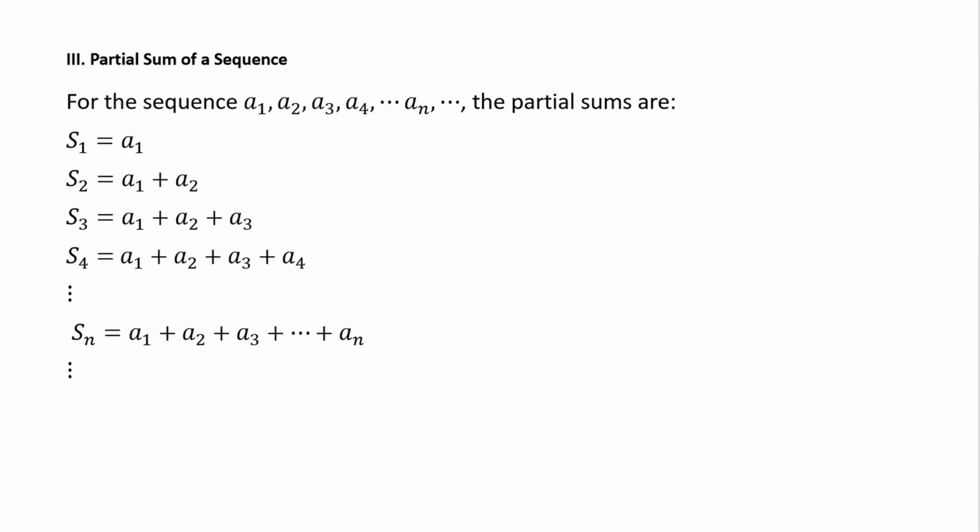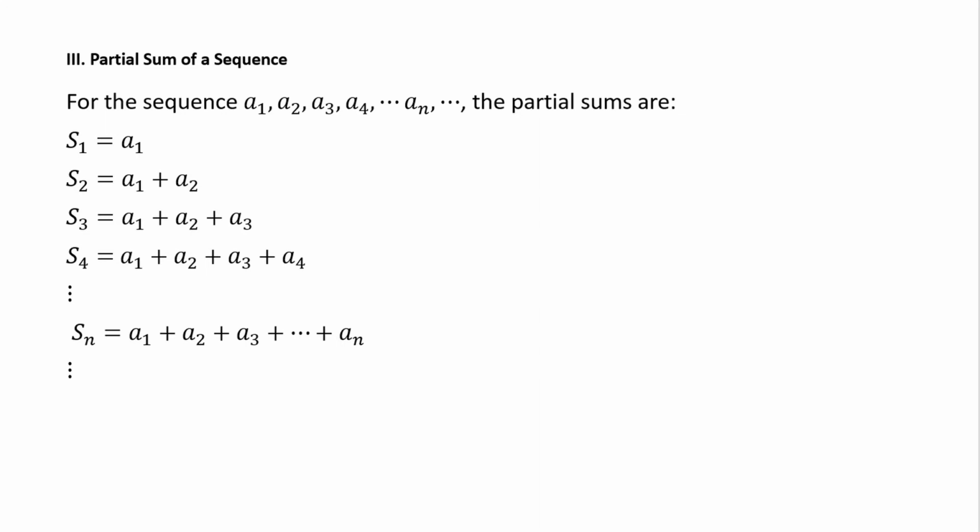Roman numeral 3, partial sum of a sequence. For the sequence a sub 1, a sub 2, a sub 3, a sub 4, and so on, a sub n, and so on, the partial sums are s sub 1, which is just the first term, a sub 1. The second partial sum, denoted as s sub 2, is the sum of the first two terms of the sequence, a sub 1 plus a sub 2. The third partial sum, s sub 3, is equal to the sum of the first three terms, a sub 1 plus a sub 2 plus a sub 3.